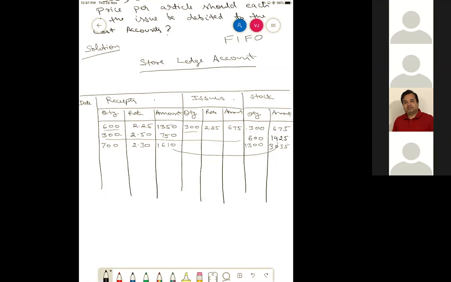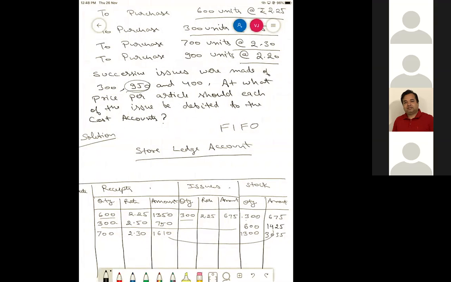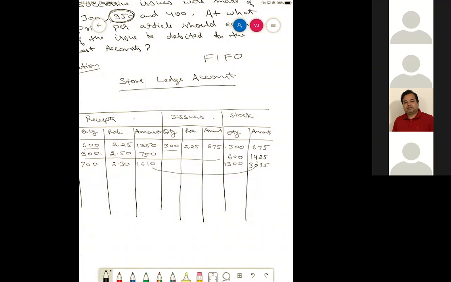Yes, sir. Now we are making issues. We are making issues, the first issue I have shown you. Then the next issue is of 950. In the question you can see successive issues were being made. The first issue was of 300 and the next issue is of 950. So we have to make an issue of 950. So how are we going to do that?